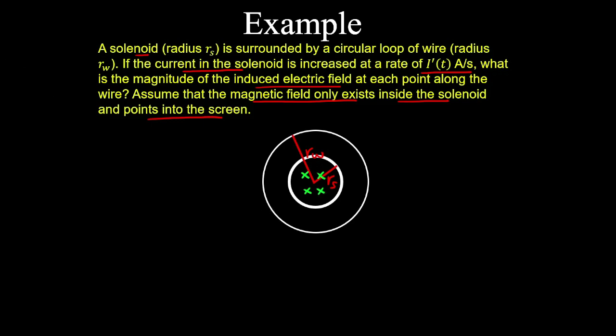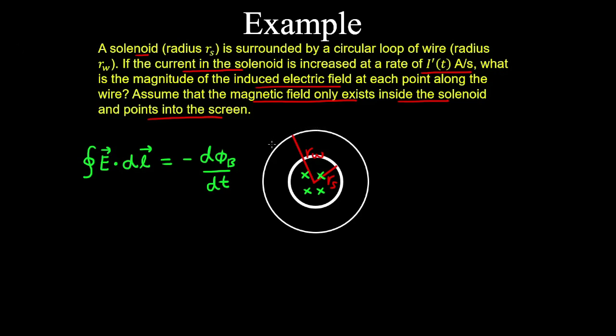So recall that Faraday's law states that the work done by the electric force per unit charge along a closed path is the integral of the dot product between the electric field and a differential length vector along the path, which is equal to minus the change in magnetic flux over time. So a change in magnetic flux induces an electric field.